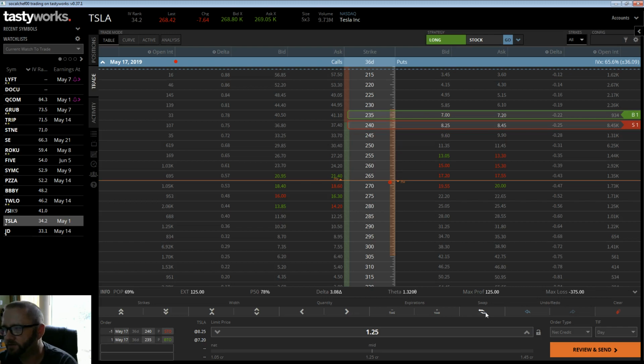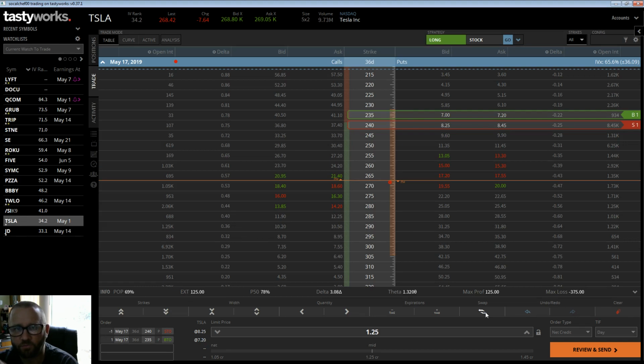Now, credit spreads can be directional, or they can be neutral on the underlying option or underlying stock. And what I mean by that is if you're bullish or bearish, or if you just think it's going to go sideways, that's what they're good for.